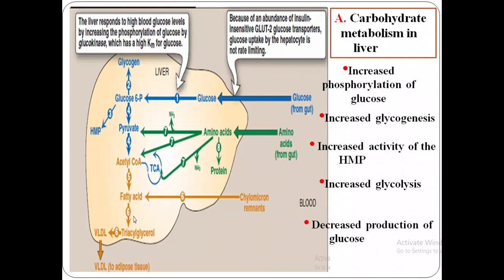Pyruvate carboxylase, which catalyzes the first step in gluconeogenesis, is largely inactive due to low levels of its allosteric activator, acetyl coenzyme A, which is used for fatty acid synthesis. The high insulin to glucagon ratio also favors inactivation of other glucogenic enzymes such as fructose 1,6-bisphosphatase. Glycogenolysis is inhibited by dephosphorylation of glycogen phosphorylase and glycogen phosphorylase kinase.